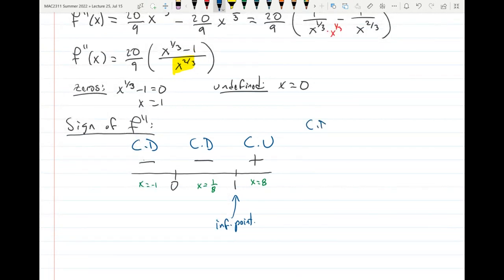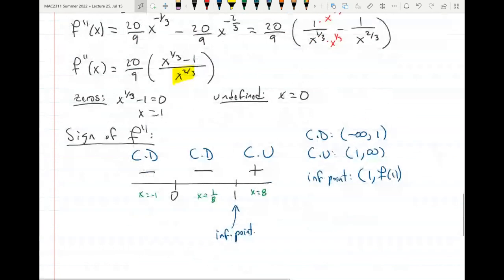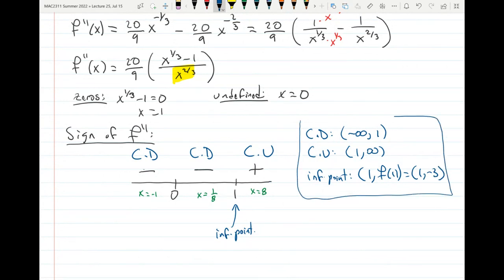So for the concavity, we found that the function is concave down on the interval from -infinity all the way to 1. The function is concave up from 1 to infinity. And then we found an inflection point, which is the point 1 comma f of 1. Remember, always plug into original function. If you plug in 1, we're going to get 2 minus 5, which is -3. So that's the point 1 comma -3, is an inflection point, our blue box. Okay.